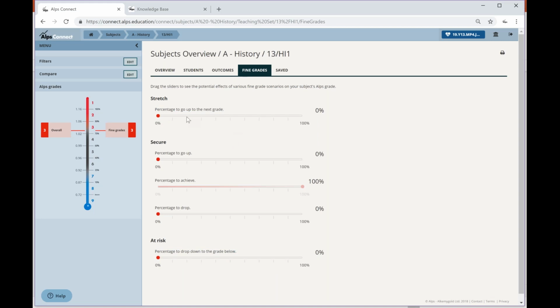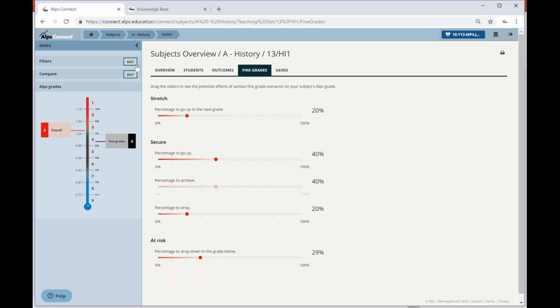So I could say, well, last year, you know what, I managed to put 20% up, but I dropped 30% of them down. But then I also managed to convert a few secure, so middle grades, up to the next level, but a few of them dropped. So I'm just making this up, but you can see that it's quite a powerful little slider modeling tool that you can play around with fine grades and find out what the impact might be on your overall.